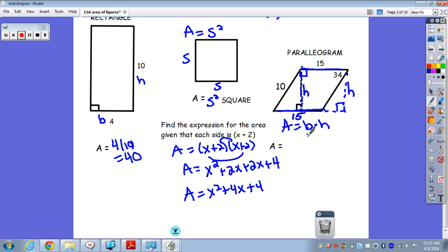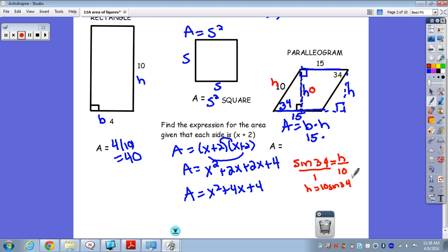So we know the base is 15, but we don't have the height. So we have this angle, 34, and opposite angles are equal. So this is also 34. And so now we have an angle and a side of a right triangle. So we're going to use trig to find the height. So h is my opposite. 10 is my hypotenuse, so I'm going to use sine. So I'm going to do sine of the angle is equal to the height over 10. Put this over 1 and cross multiply.